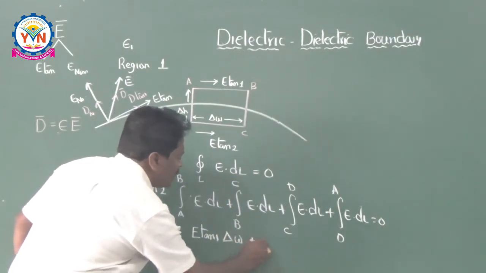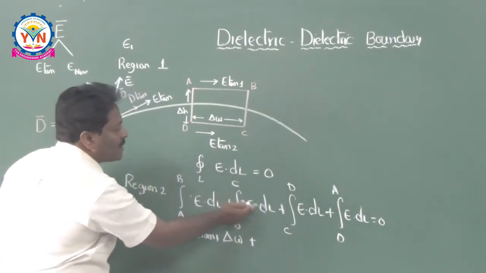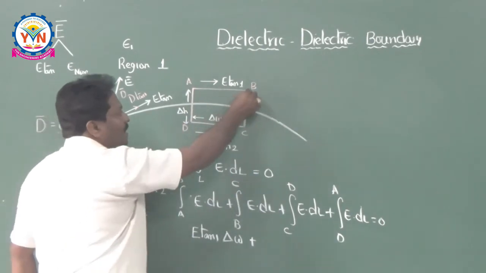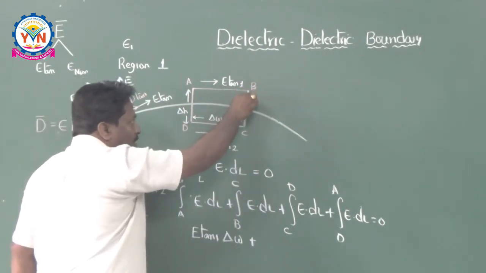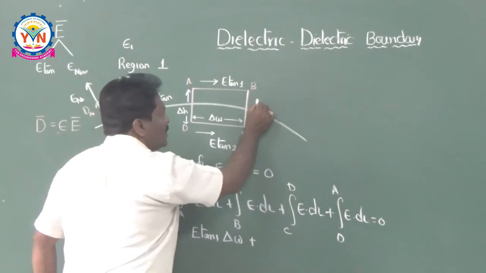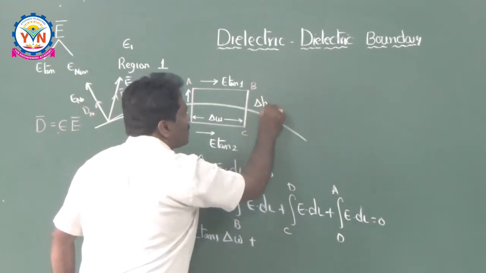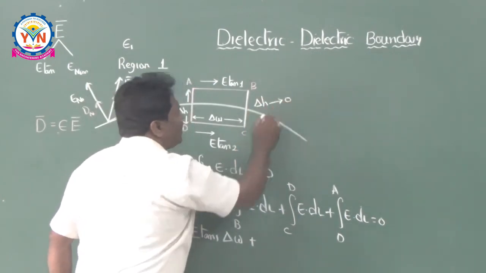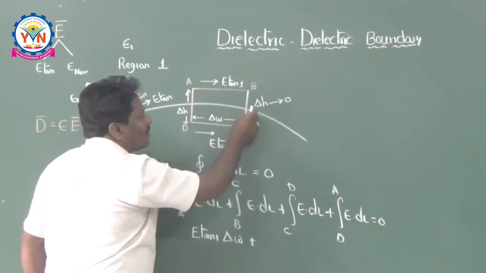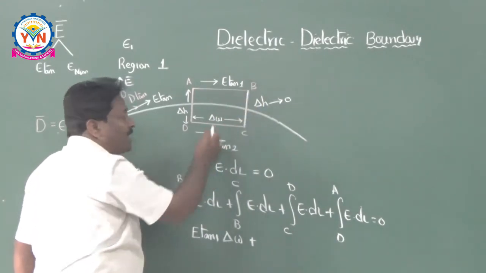Plus, friends, from B to C, what is its value? From B to C, it is nothing but the height, that is your delta H. Delta H is almost equal to 0. That means boundary means whose thickness is almost negligible.